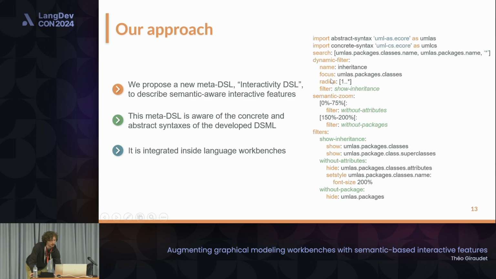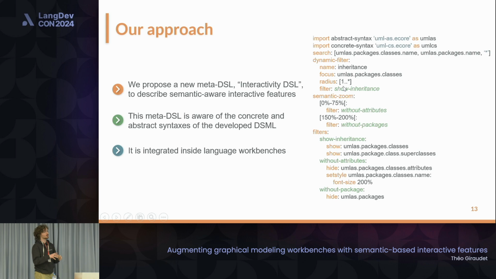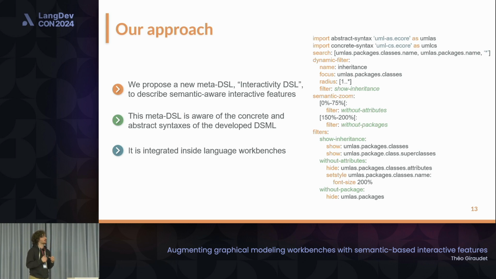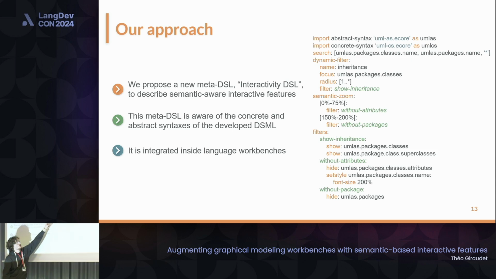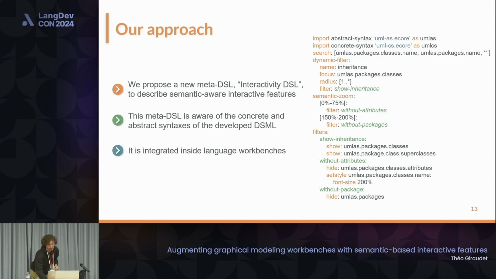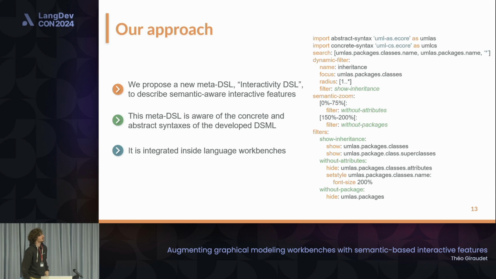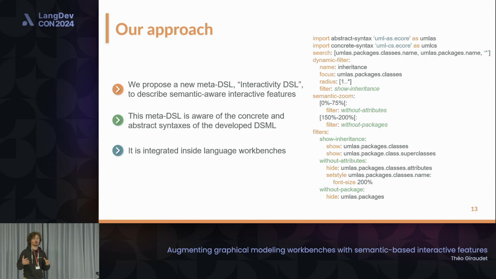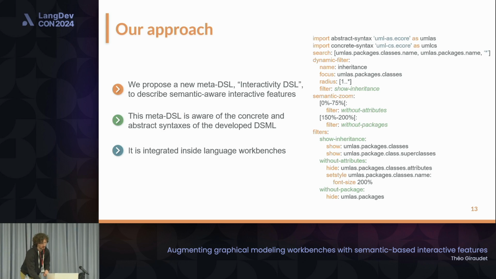Finally, we have the radius here. The idea of the radius is to restrict the propagation of the dynamic filter. So if we write 3, for instance, we will only have 3 steps of the dynamic filter applied. But if we put range, as we have in this example, we delegate the choice of this propagation to the end user, to the domain expert, and you can choose to only display 2 steps of the dynamic filter.